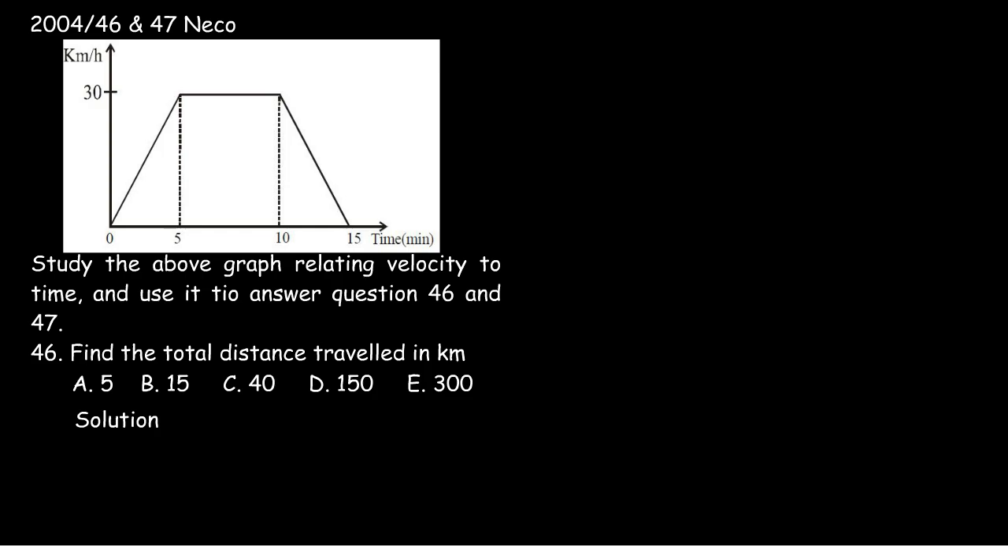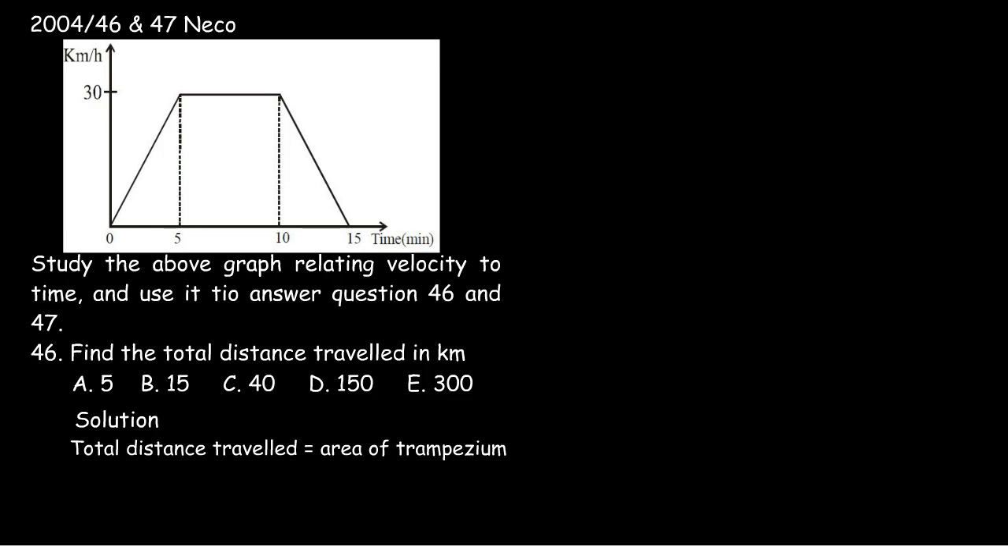Now the very first thing we are going to do is convert our time from minutes to hours. So basically all our time will be divided by 60 to convert it to hours. So if it's 5 minutes, it will be 5 over 60 for hours. Now the total distance traveled is equal to the area of the trapezium. Now area of the trapezium says that half a plus b times h. We know our h should be 30. Our a will be equal to 10 minus 5, which is 5 minutes, but converting to hours, it will be 5 over 60.